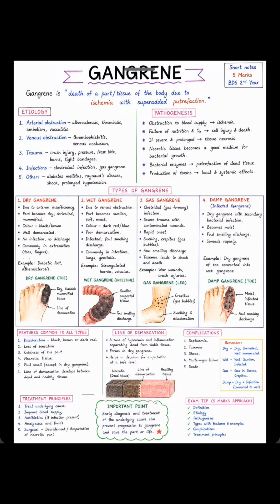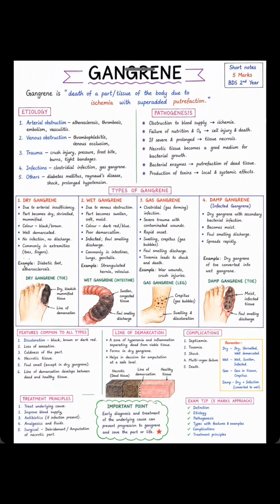Now let's shift gears to gangrene. What exactly is gangrene? Gangrene is the death of a part or tissue of the body due to ischemia with superadded putrefaction, bacterial rotting. Think of it like this: necrosis plus infection, rotting, is equal to gangrene. That's it.